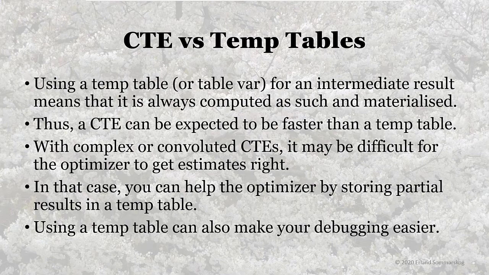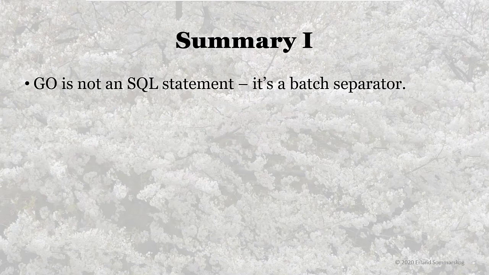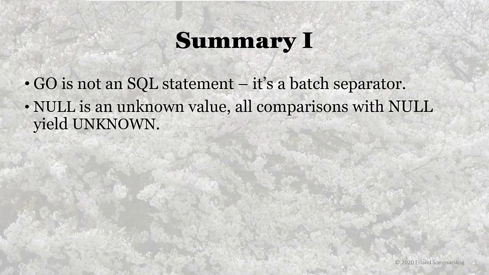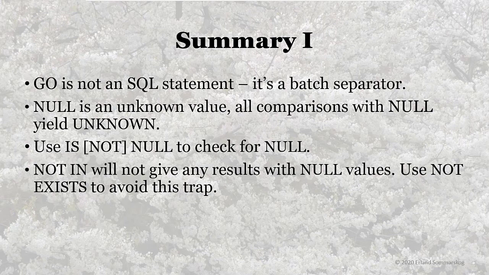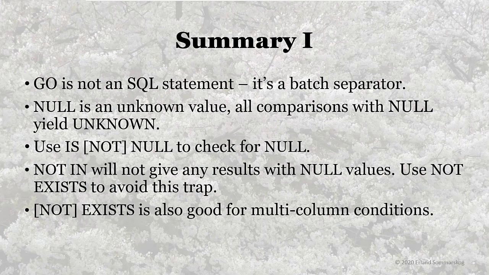And it seems that I'm out of time, so I'm just going to create my very quick summary. What I talked about: GO is not an SQL statement, it's a batch separator. NULL, it's an unknown value. All comparisons with NULL yield unknown. Use IS NOT NULL to check for NULL values, and NOT IN will not give you results with NULL values. Use NOT EXISTS to avoid this trap. And NOT EXISTS is also good for multi-column conditions.